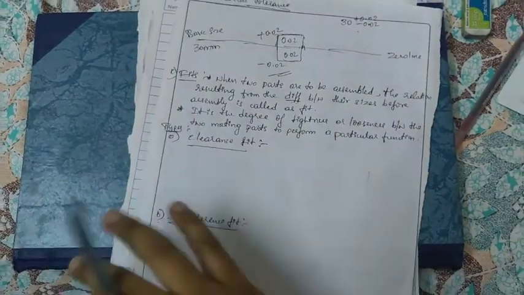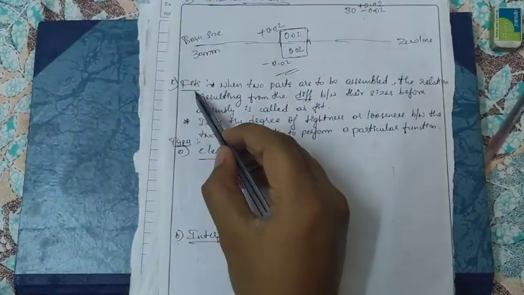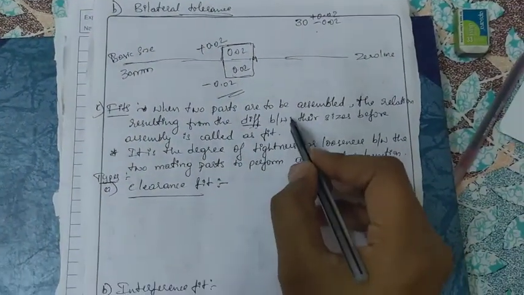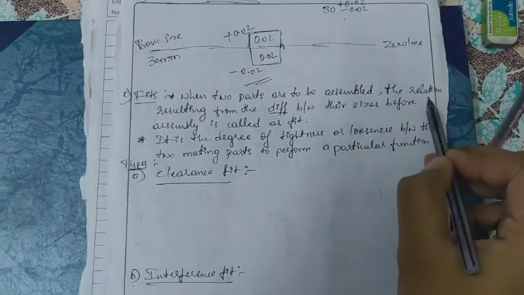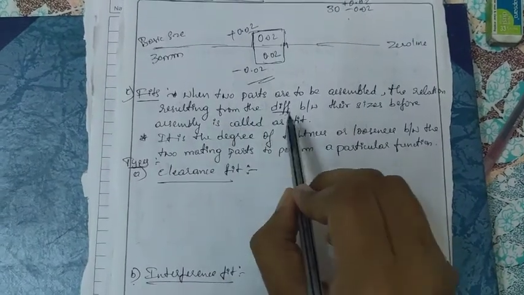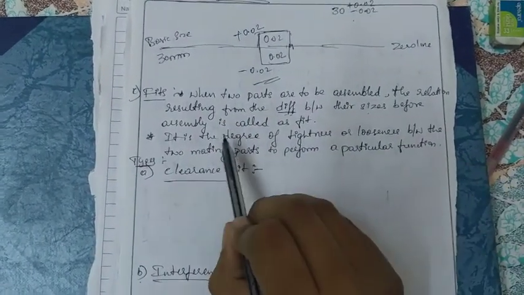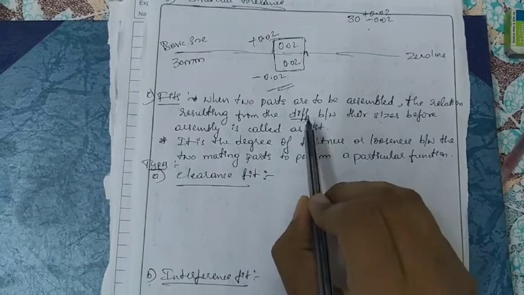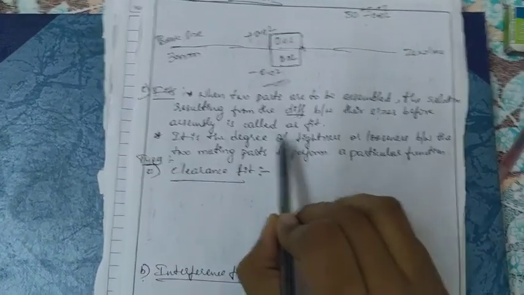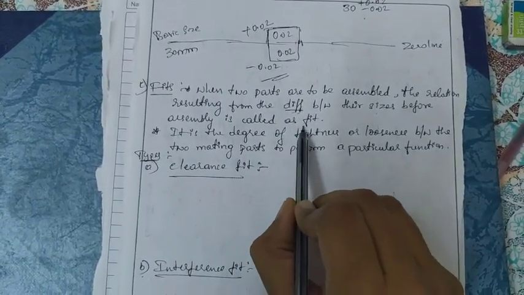Okay, then we come to another important concept, that is fits. A fit is when two parts are to be assembled. It is the relation resulting from the difference between their sizes before assembly. Before assembly, there should be some difference between their sizes. That concept we call a what?